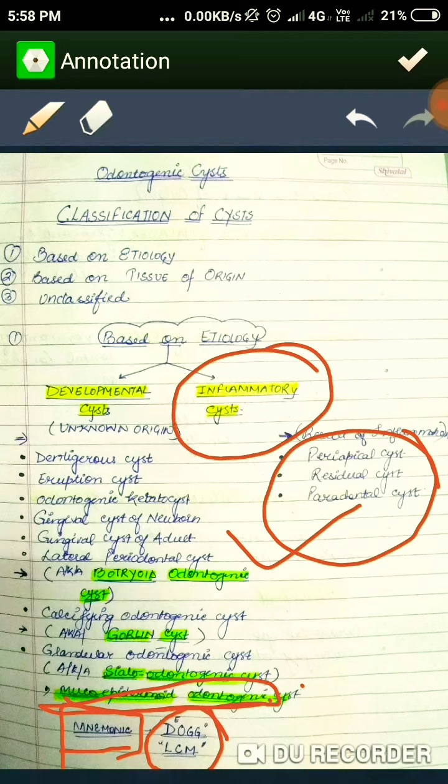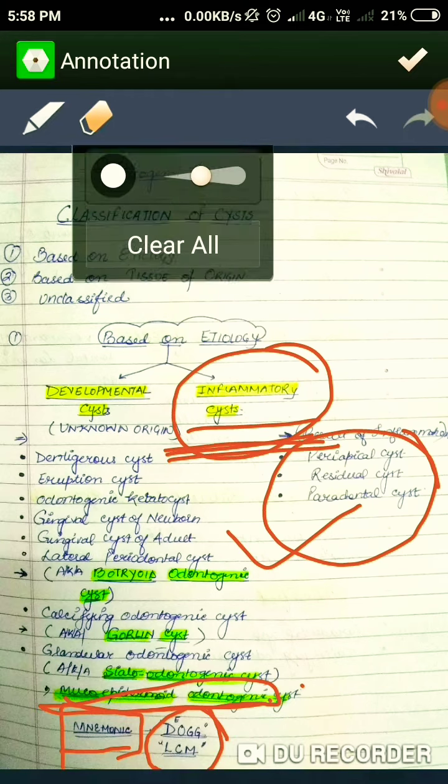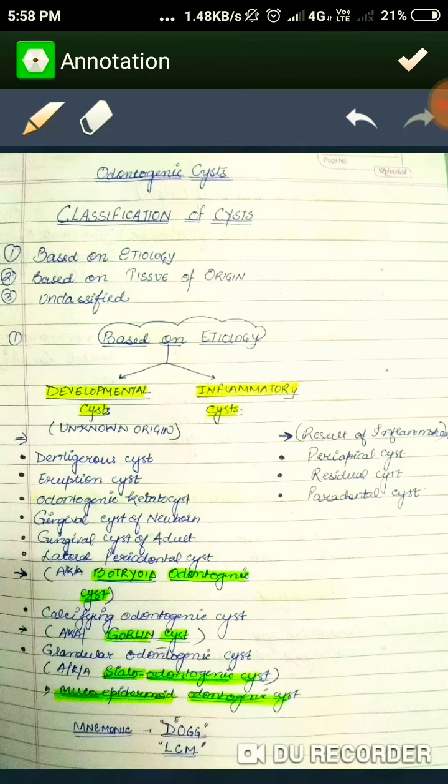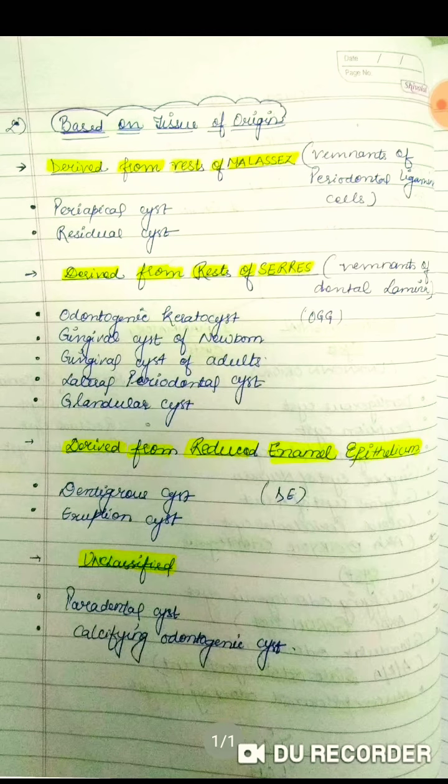And you can remember the rest based on the inflammatory origin. This is very easy to memorize: when we have inflammation, then these cysts appear, like periapical cyst, residual cyst, and the paradental cyst. This is easy for those who are reading it for the first time and are facing difficulties in memorizing the cysts and everything. So I just made it a little bit precise.